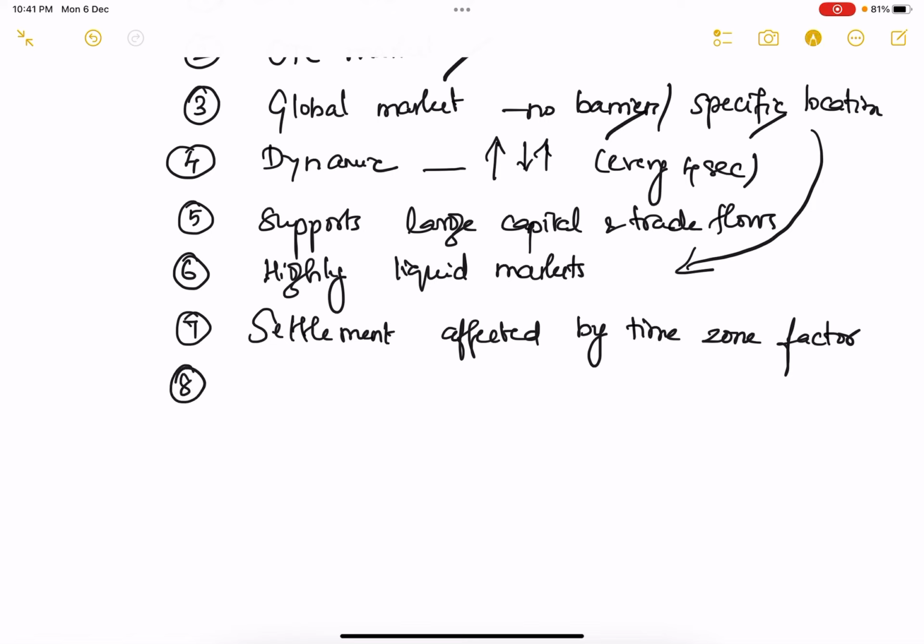The eighth important characteristic is the markets are affected by government policies and controls.